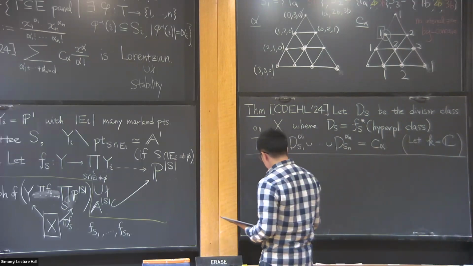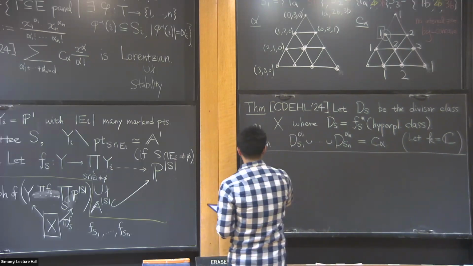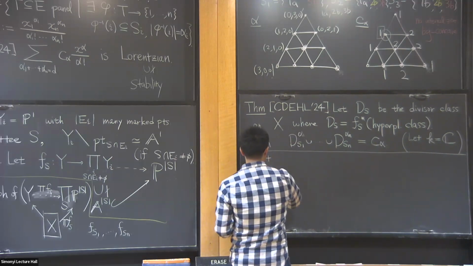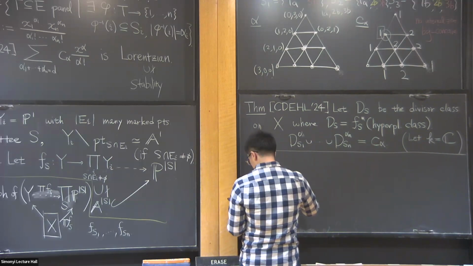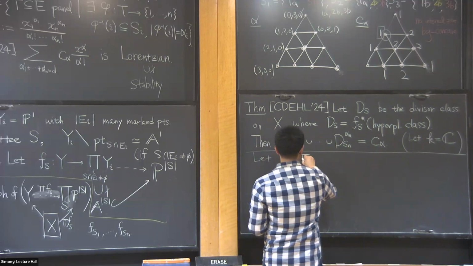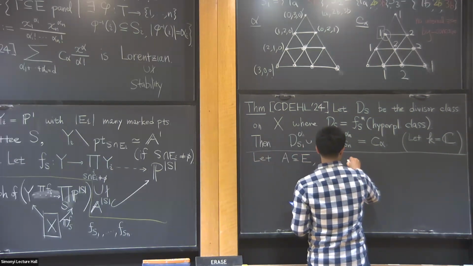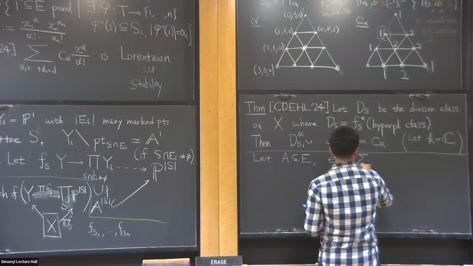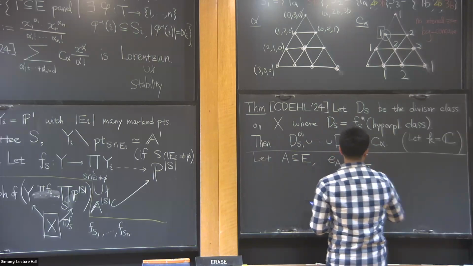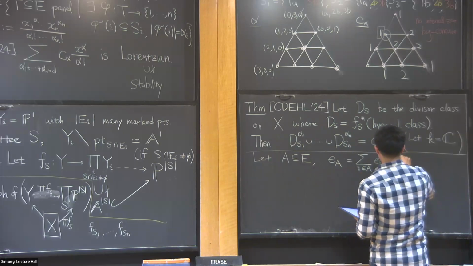So let me define for you some polyhedral object that plays a key role. Here's a definition. For a subset A of E, this is just notation: E sub A denotes the sum of the standard basis vectors indexed inside A. This is in R to the E.